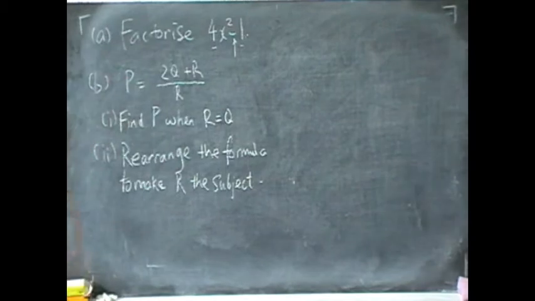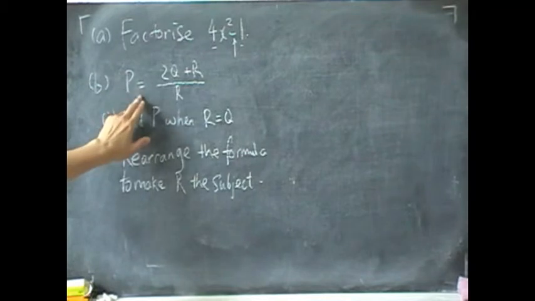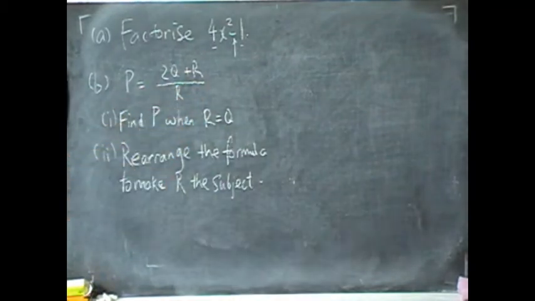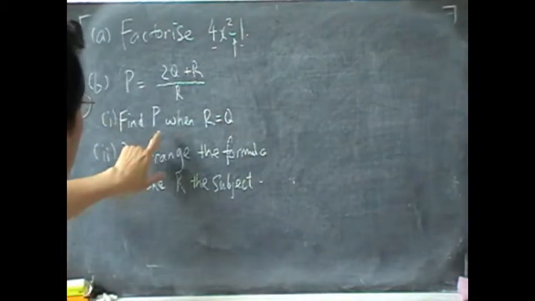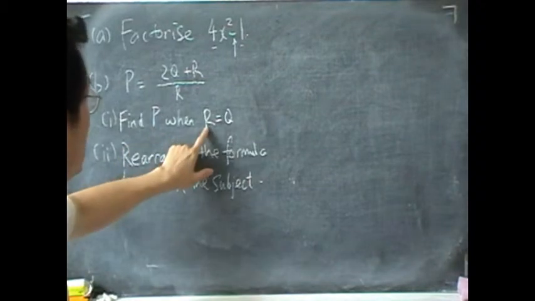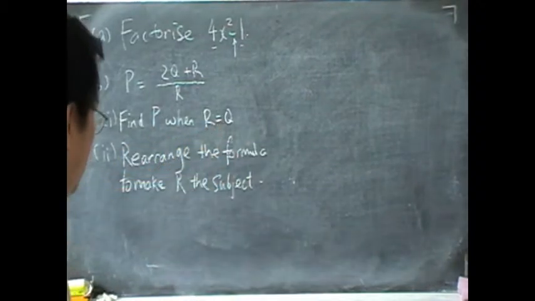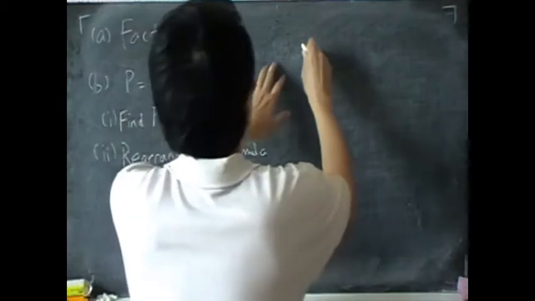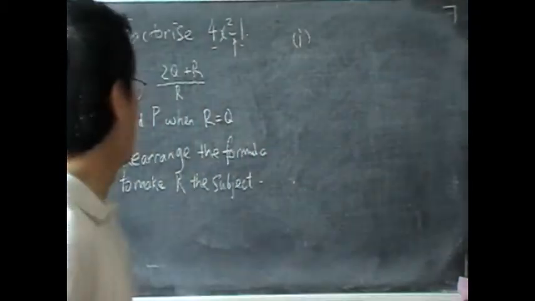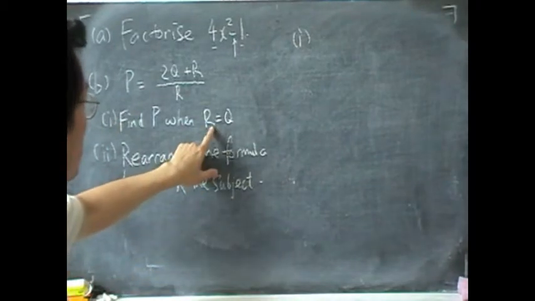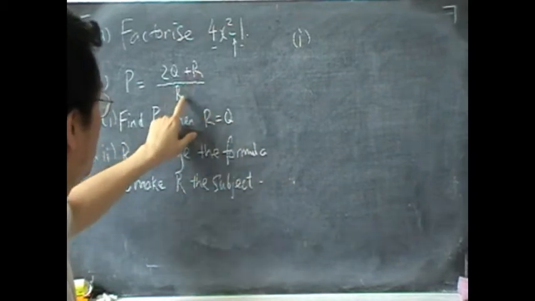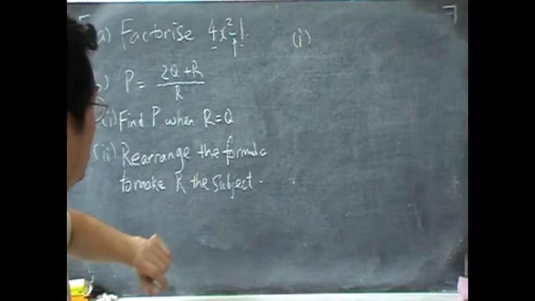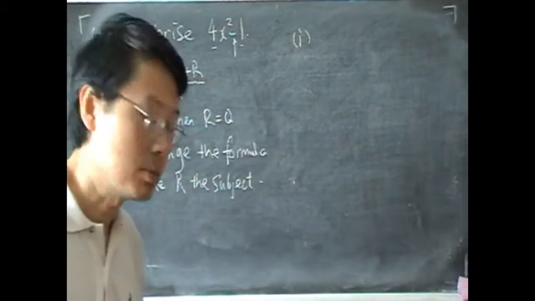In this next part of the question, B, we are given that P is equal to (2Q plus R) over R. Part 1, find P when R is equal to Q. We can do that by substituting Q into the R. Since R is the same as Q, I can replace both the R by Q's.